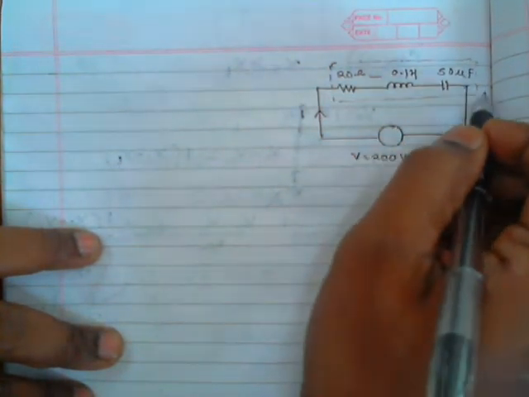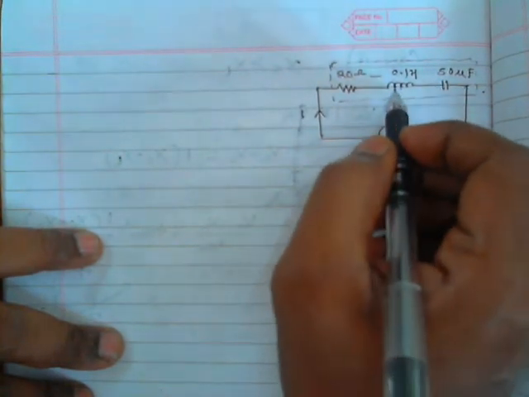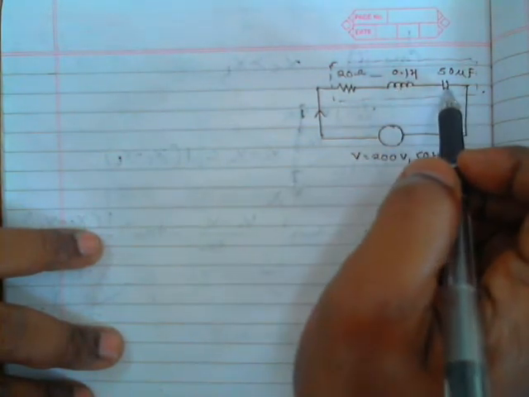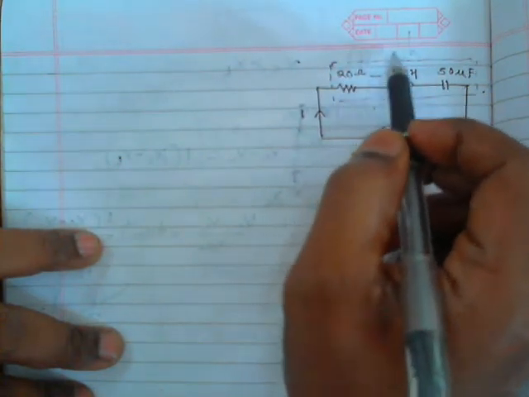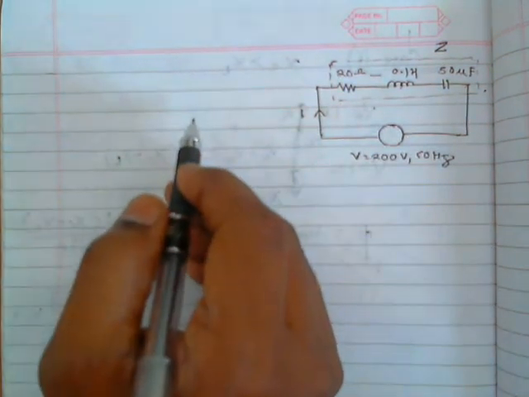We all know that for resistance, inductance and capacitance, the impedance of inductance is called inductive reactance. The impedance of capacitance is called capacitive reactance. This is resistance, and together they are called the impedance Z. So what is the question?